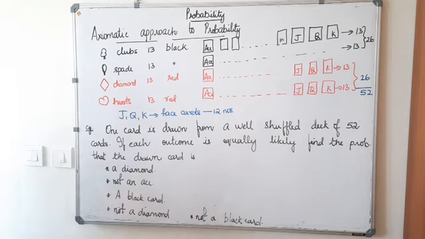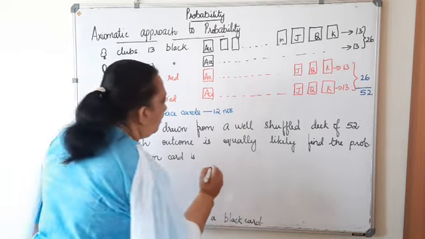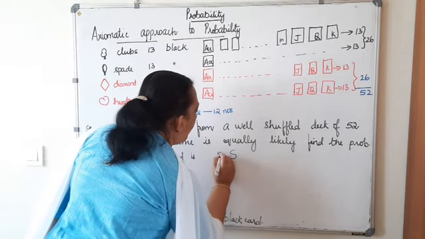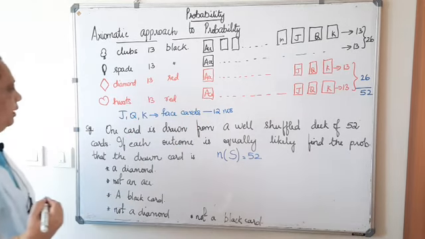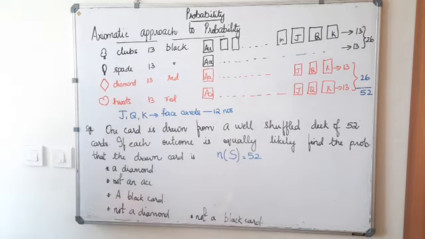Now come to the question. One card is drawn from a well shuffled deck of 52 cards. So that means sample space consists of n of S, and n of S is equal to 52. If each outcome is equally likely, that is, the chance of drawing each card is equal, find the probability that the drawn card is a diamond.